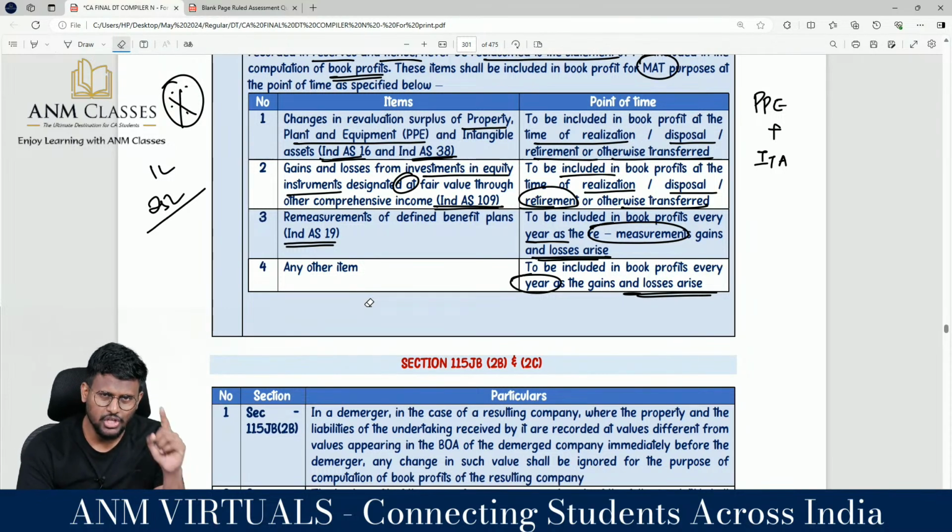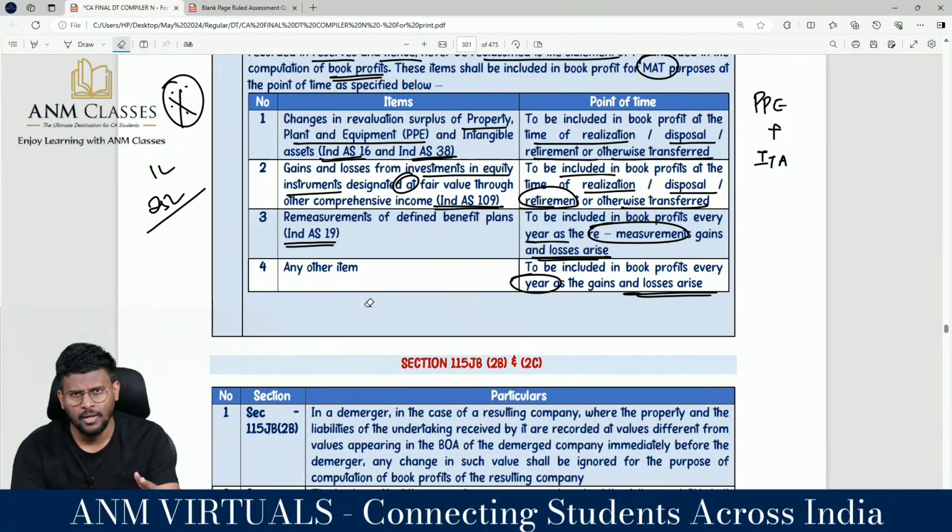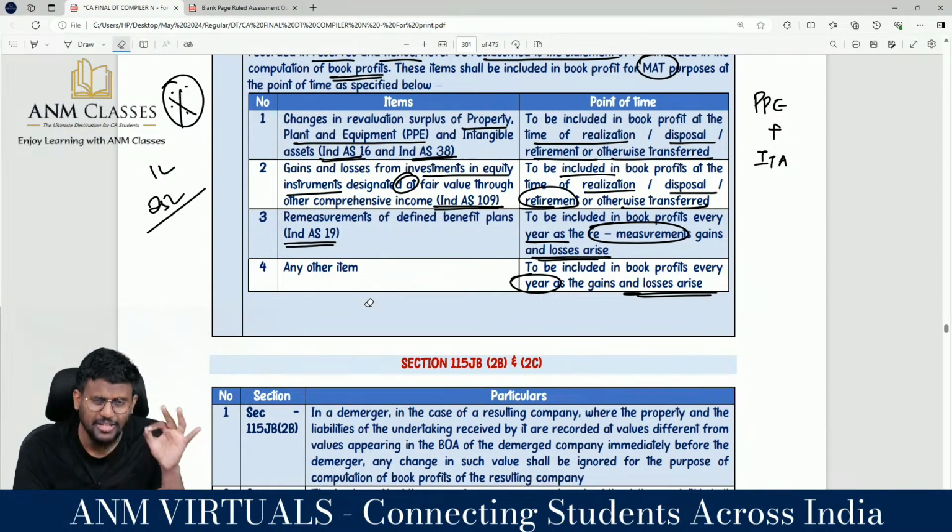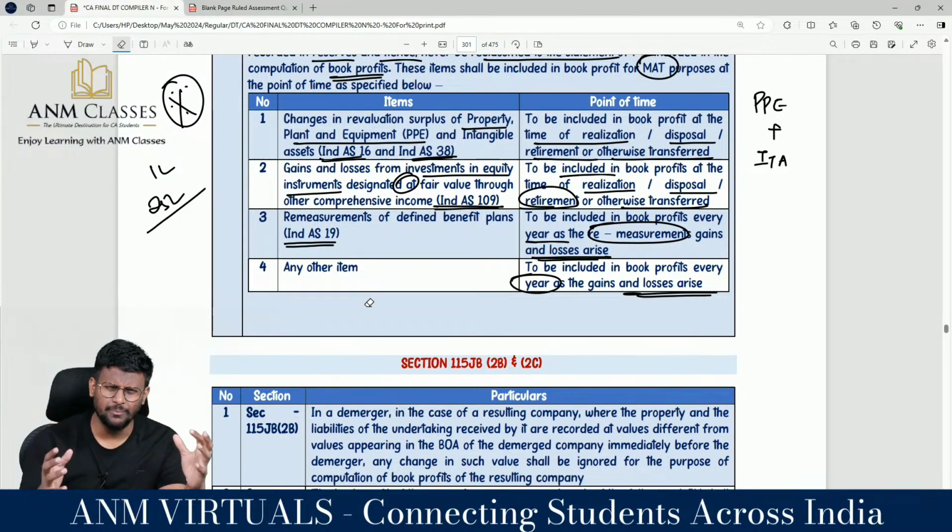Number 1, changes in revaluation surplus of PPE and intangible asset. The point of taxation is not there of change but there of disposal. Gain or loss from the investment in equity instrument designated at fair market value. The point of taxation is not the time of revaluation. The point of taxation is the time of disposal or retirement. With regard to remeasurement, as per Ind AS 19, you have to remeasure every year.